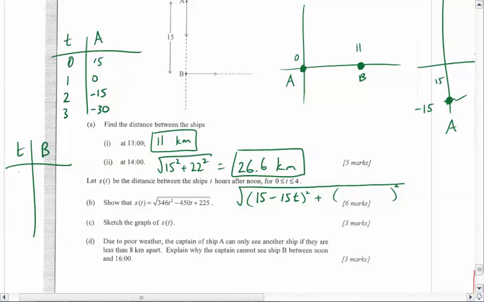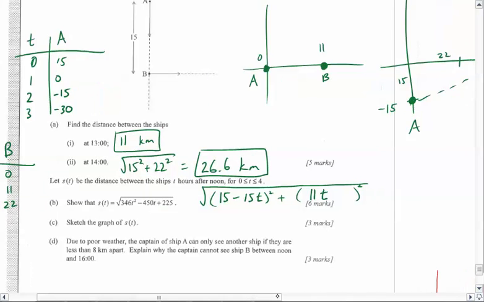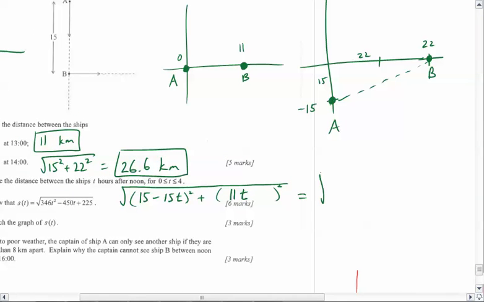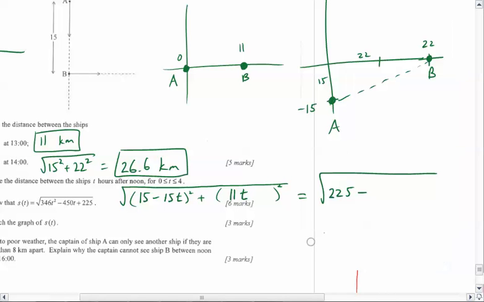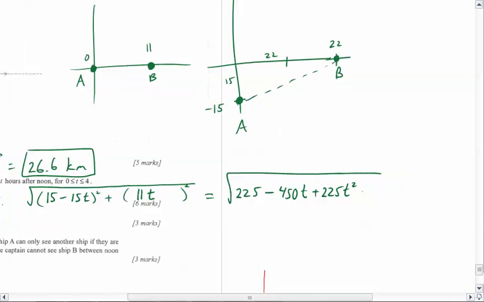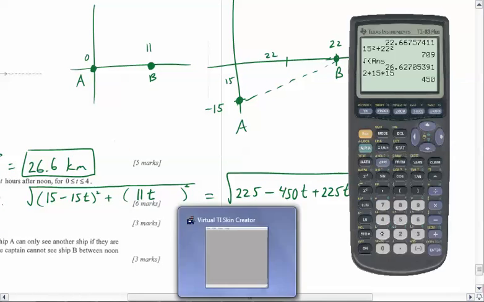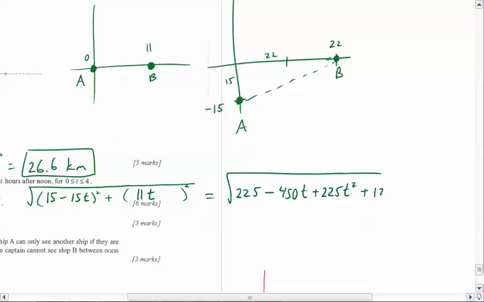Now for B, when t is 0, B is at 0. T is 1, B is at 11. T is 2, B is at 22. So I just take 11 times t. So now if I expand this, I'm going to FOIL. So I'll get 225, 2 times 15 times 15, 450, minus 450t, plus 225t squared. FOIL the first bracket, and then this second one I can just multiply 11 squared and get 121.